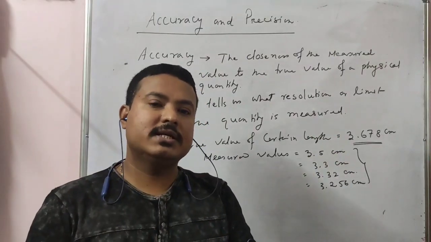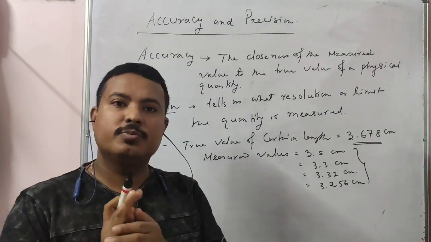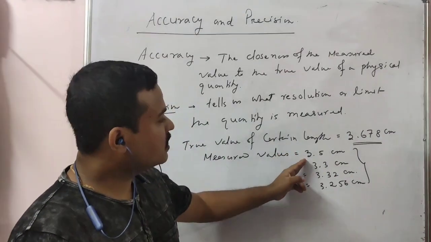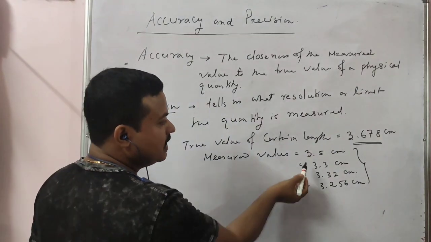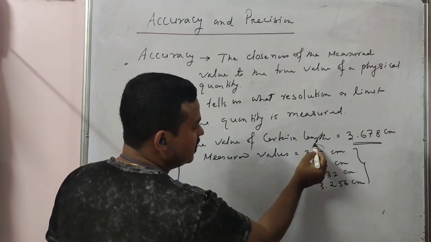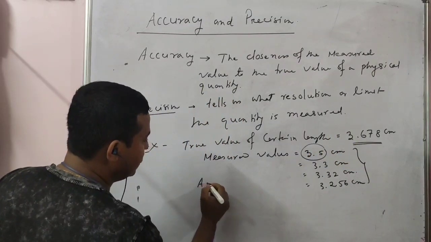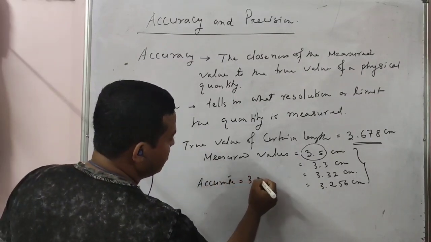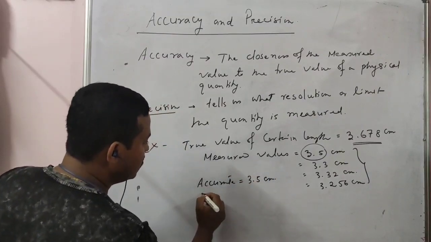Now out of these values, let us see which one is more accurate. So in order to find the accuracy, what we have to do? We have to just see which measured value is more close to the true value. Now if you see all these four measurements, this value is more close to the true one. So here what is the accurate value? The accurate value is 3.5 centimeter.